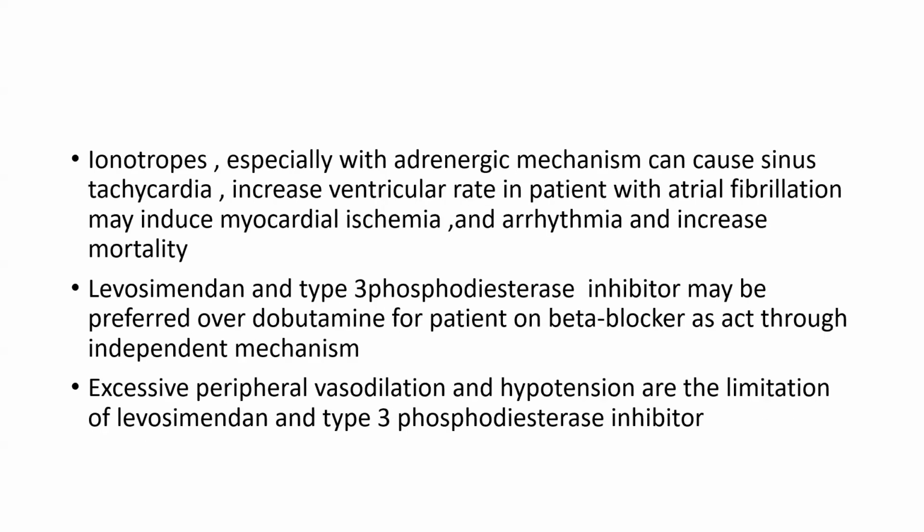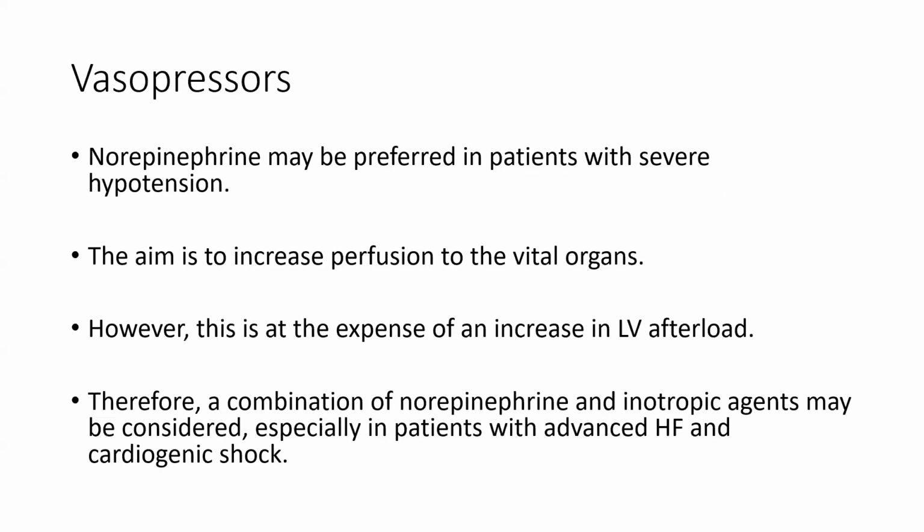So inotropes, especially with the adrenergic mechanism, can cause sinus tachycardia, increase ventricular rate in patients with atrial fibrillation, and may induce myocardial ischemia and arrhythmia, and increase mortality. Levosimendan and type 3 phosphodiesterase inhibitor may be preferred over dopamine for patients on beta blocker as they act through an independent mechanism. Excessive peripheral vasodilatation and hypotension are limitations of levosimendan and type 3 phosphodiesterase inhibitor.